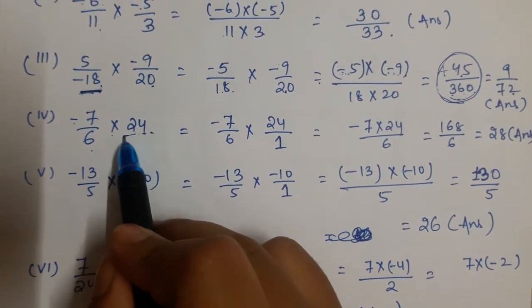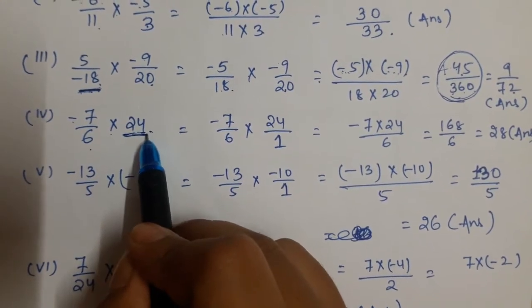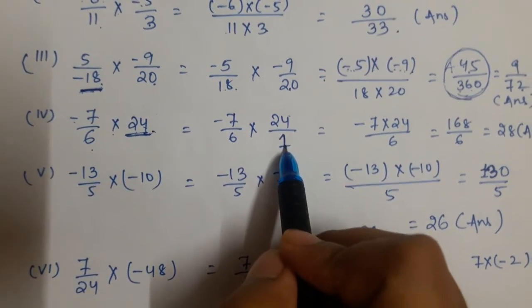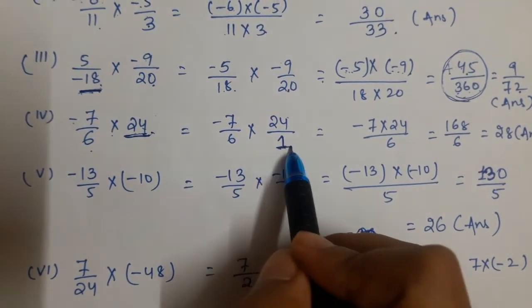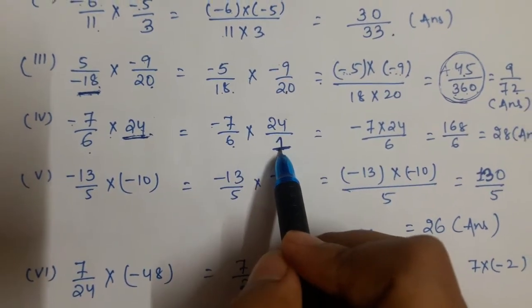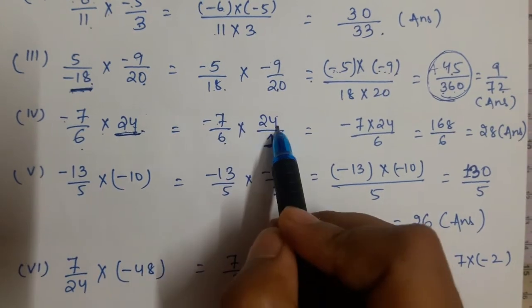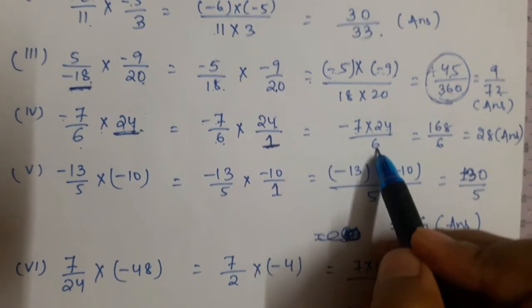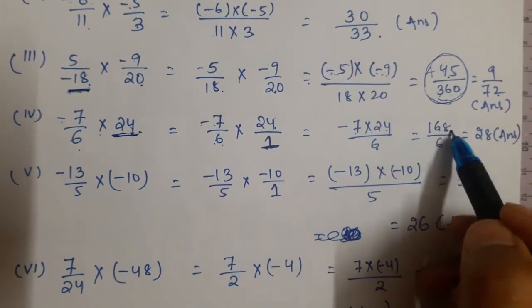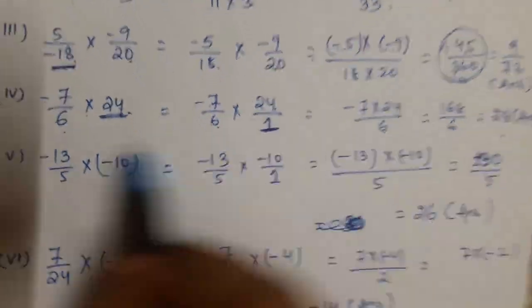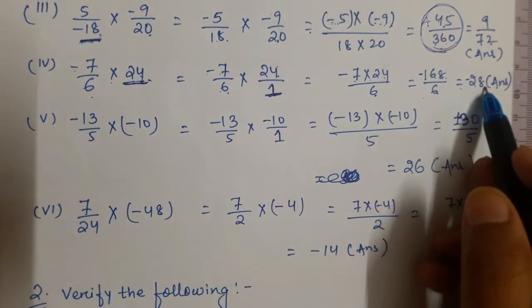Here we can see 24 is the number, so convert it into rational form. We will write it with the denominator 1, that is minus 7 by 6 into 24 by 1. We'll multiply minus 7 into 24, and 6 into 1, which equals 6. So 168 by 6, we will cut it. The result is minus 28.